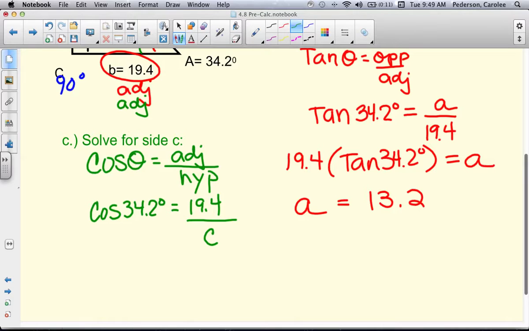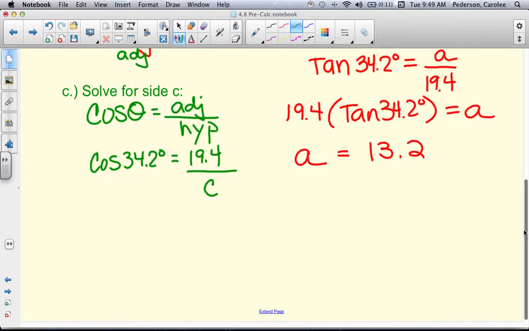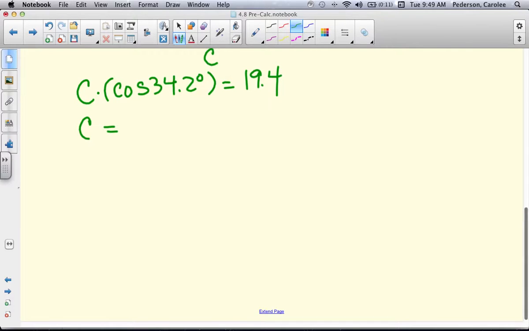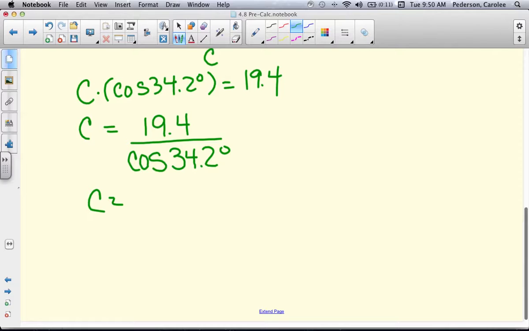Now how do you solve for side C? I tend to multiply by C first, and then divide by the cosine of 34.2 degrees. So let's multiply both sides by C. So now we have 19.4, and then the last step is to divide by the cosine of 34.2 degrees. And what do we get for the length of C? 23.4. 23.45. Alright, so now we found all the missing pieces to that triangle, sides and angles.